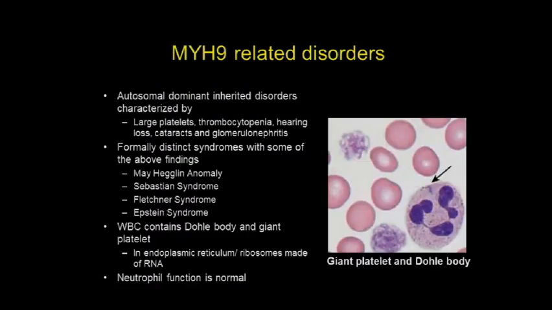On the other hand, on the boards, if they show you a picture of a neutrophil that has this kind of inclusion, a Döhle body, as well as a giant platelet, they're pointing you towards these MYH9-related disorders. The most common one is May-Hegglin anomaly, but there's a whole bunch of those. It used to be we separated these out because they had different syndromes. Now we link all these under the MYH9-related disorders because we know it's the MYH9 gene that has problems in this disease. These patients can get large platelets, thrombocytopenia, hearing problems, cataracts, and glomerulonephritis. But again, for your boards, you're going to look for the Döhle body and the giant platelet.